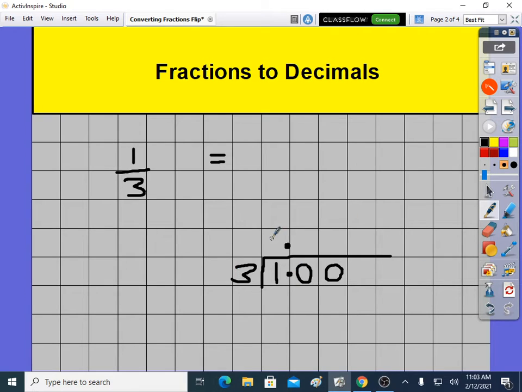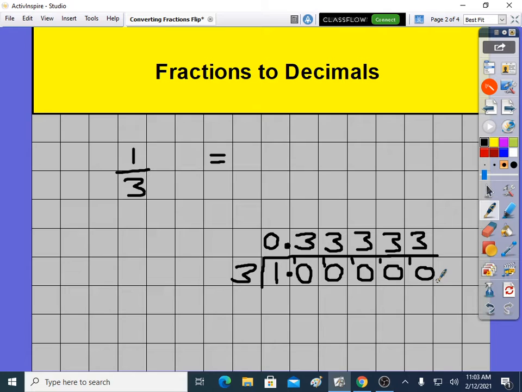Anyway, how many 3's in 1? 0, carried a 1. How many 3's in 10? 3, remainder 1. How many 3's in 10? 3. We need another 0 because it's remainder 1. How many 3's in 10? 3, remainder 1. And this is one of those numbers that goes on and on and on. It'll always be 3's as long as you go on.